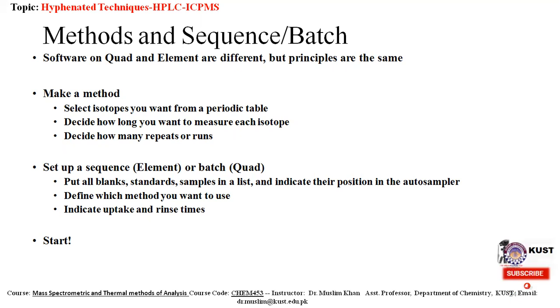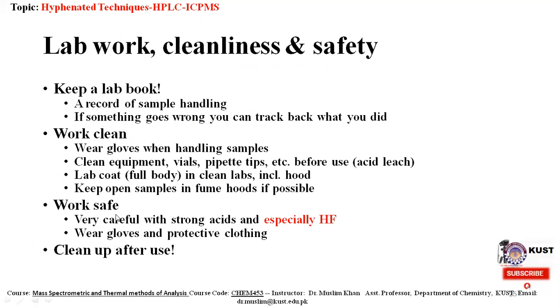Triplicate, quadruplicate, or pentaplicate, and then you have to set up the sequence on the Element or batch, which samples you want to run first. First of all a blank, and then standard one, and then standard two, standard three, and then your sample one, sample two. So you have to set up a sequence. Put all the blanks, standards, and samples in a list and indicate their position in the autosampler. This is very important. Define which method you want to use and indicate uptake and rinse time, and then start your experiment.